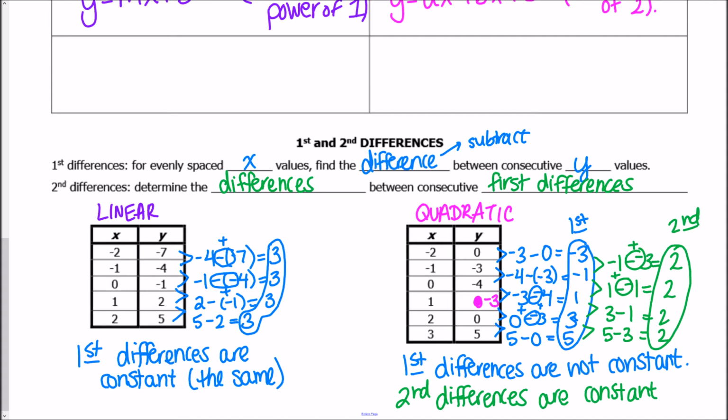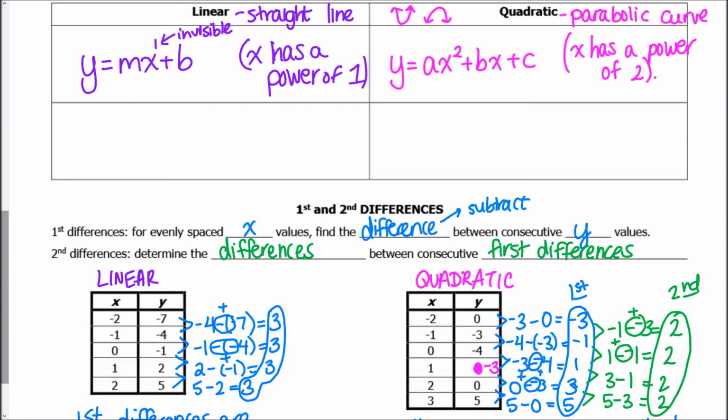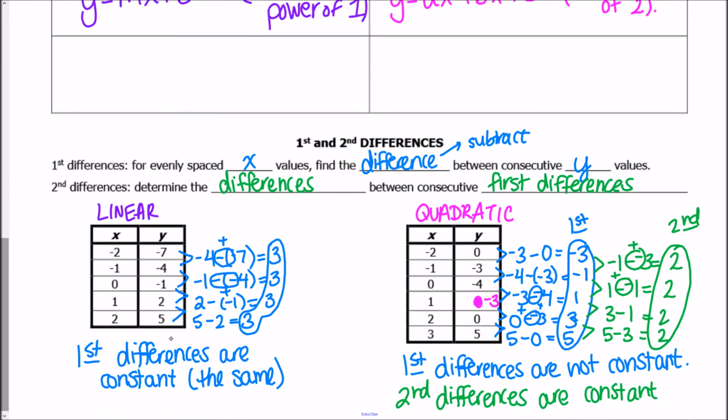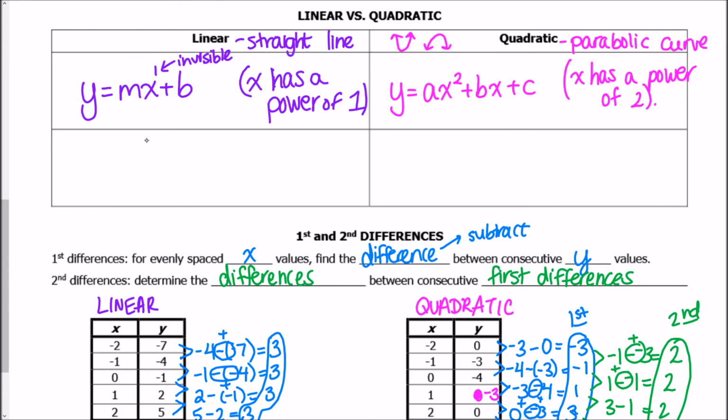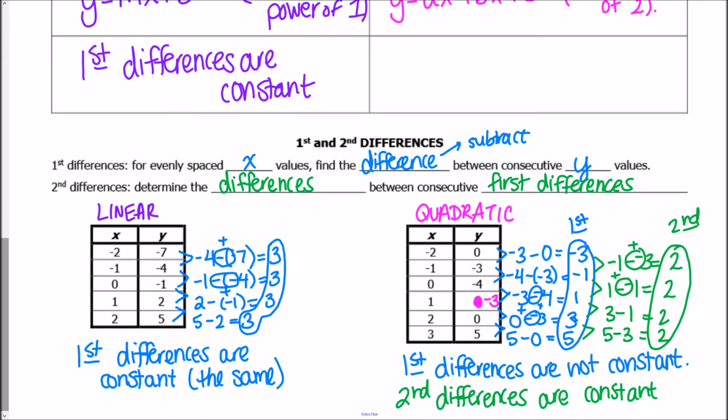So we can make the conclusion that if we have something that's linear, we'll have constant first differences, and that's essentially just the slope of your line. So right here under linear, we're going to say first differences are constant. And then for our quadratic, the second differences are going to be constant. So here we'll say second differences are constant.